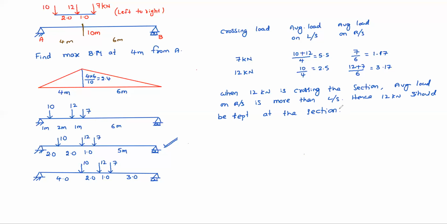That means that is changing the scenario. If 12 is not crossing, the average load on left side is more. Whenever the 12 crosses, the average load on right side becomes more. So that is the correct one. Accordingly, we can find this one. Okay, I'll show you here.